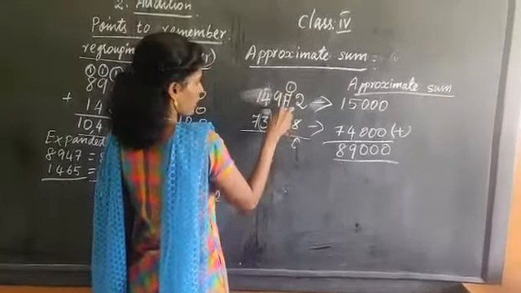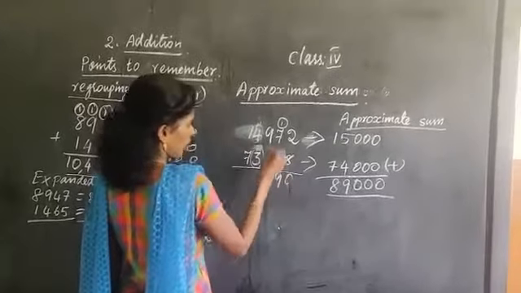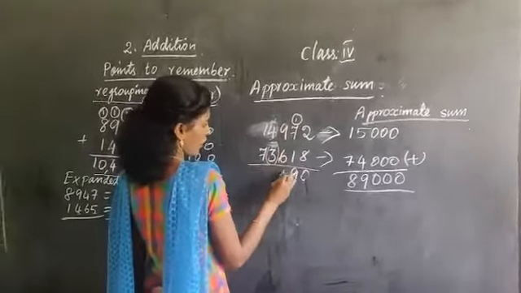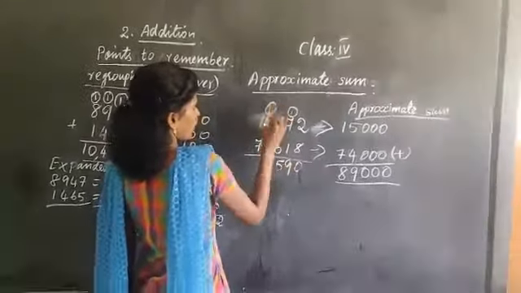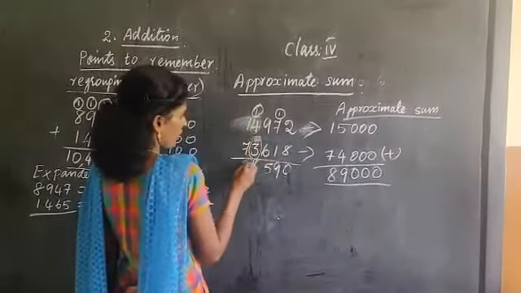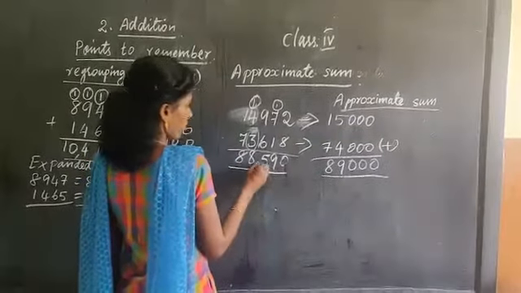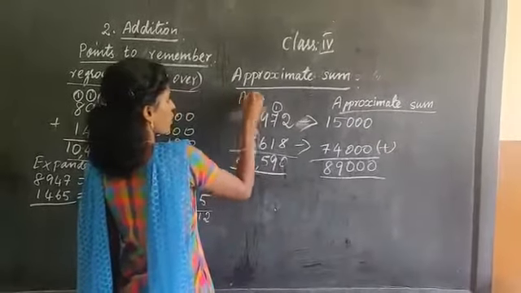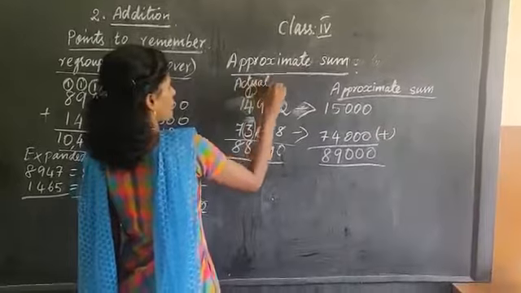And without changing, as it is, if we add 2 plus 8, 10, carry over 1, 1 plus 1, 1 plus 7, 8, 8 plus 1, 9, 9 plus 6, 15, carry over 1, 4 plus 1, 5, 5 plus 3, 8, 1 plus 7, 8. So we are adding it as it is, so this is called the actual sum.